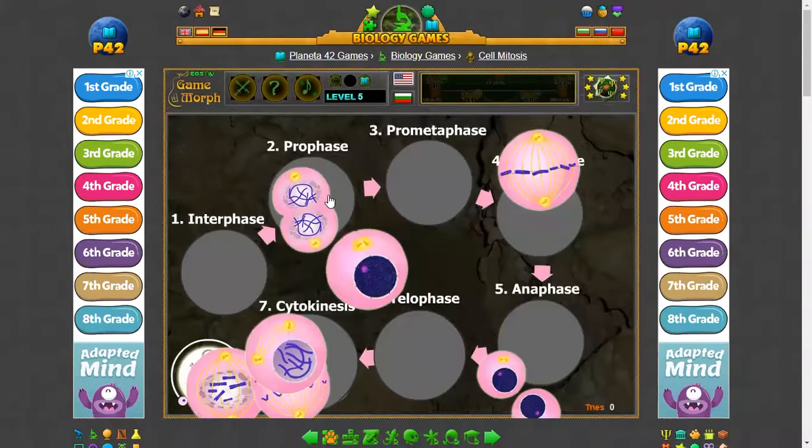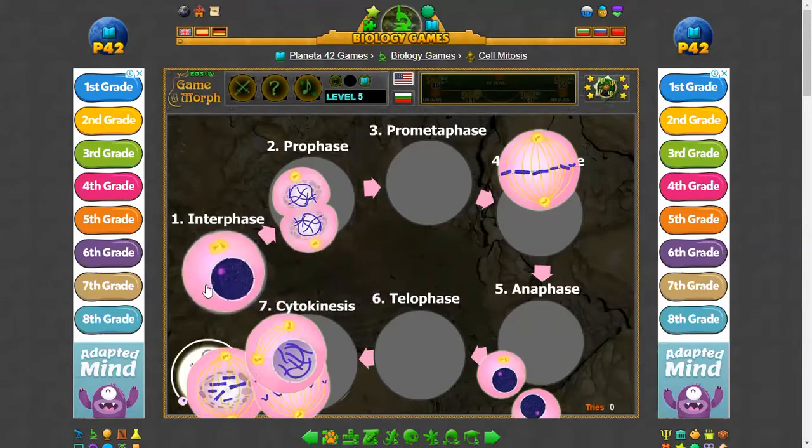This is like a puzzle for the phases of mitosis. Let's think together, what is the first phase? The first phase is before mitosis. It's interphase. Before mitosis begins, chromosomes are copied. So we will search for the first phase, interphase. This is the first phase.